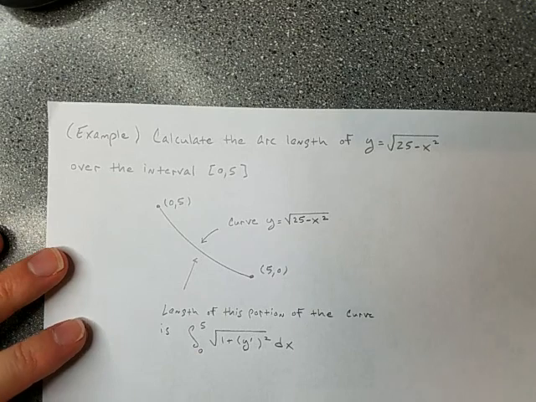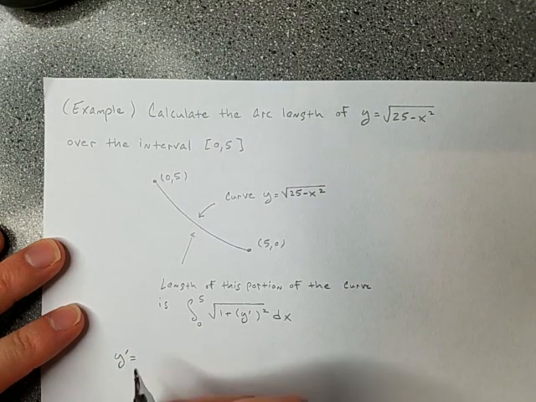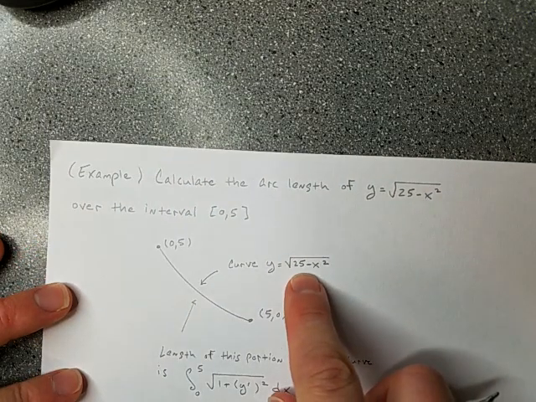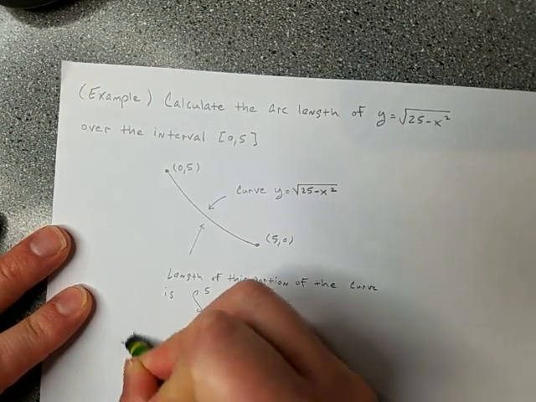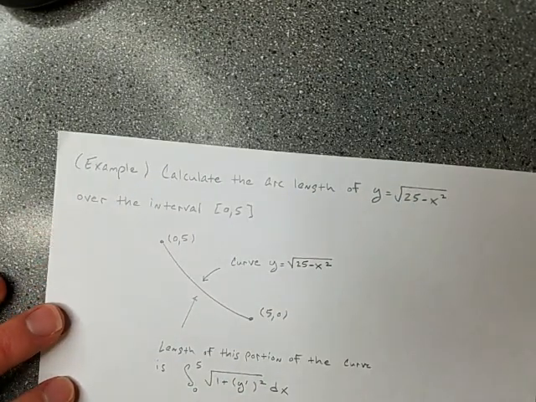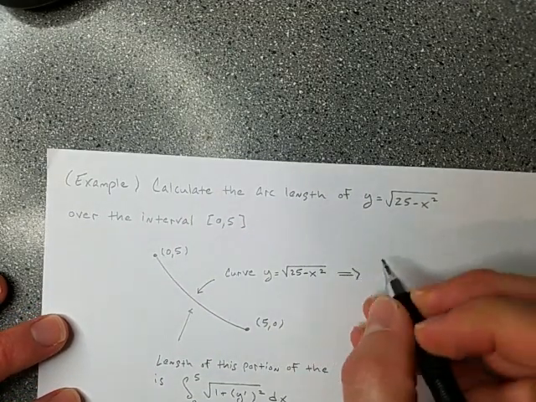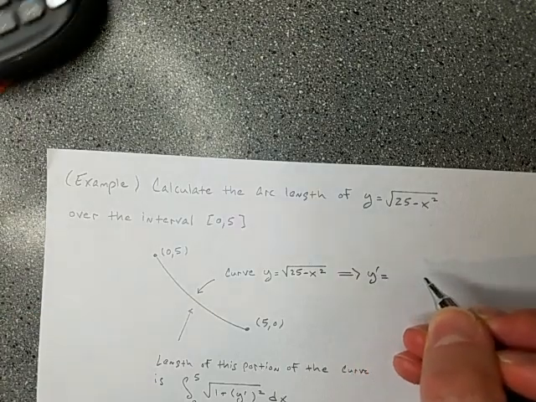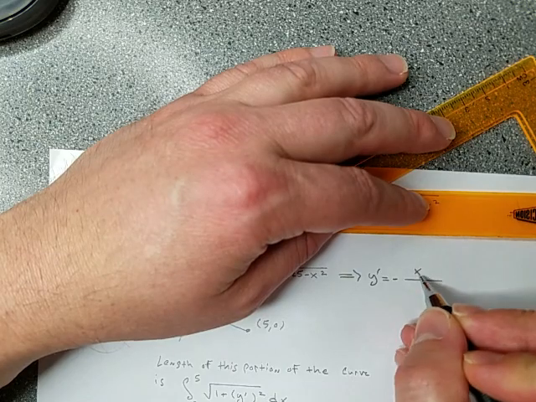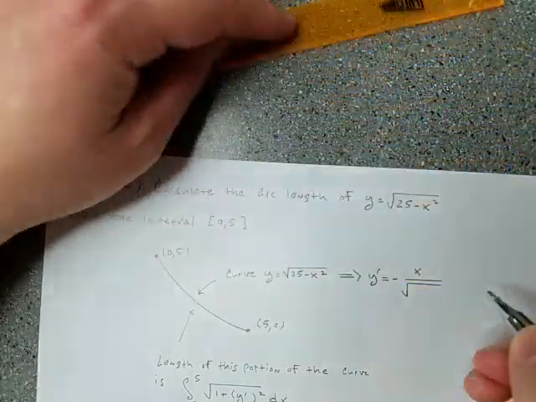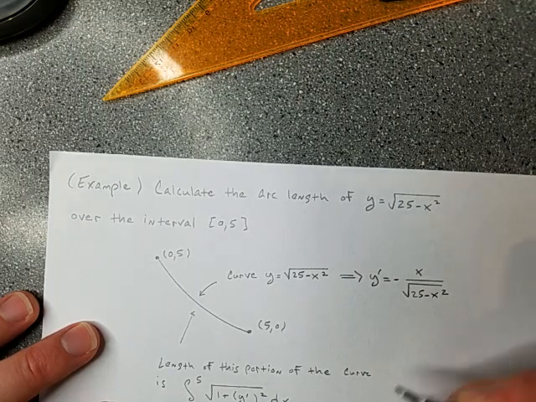So let's find the components that we need. First of all, y prime. What's the derivative? I don't want to waste space down here. All right, so what is y prime, if that's y? If I use the chain rule, that's going to be negative x over root 25 minus x squared. Okay, that's with the chain rule.